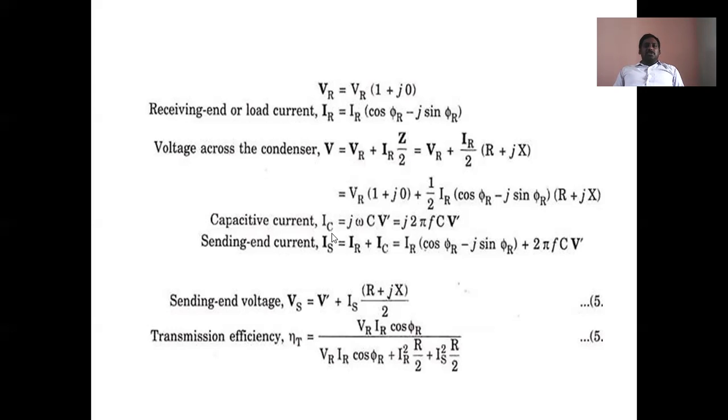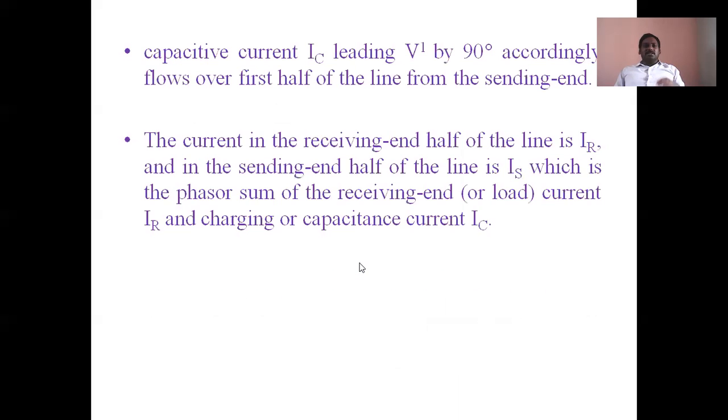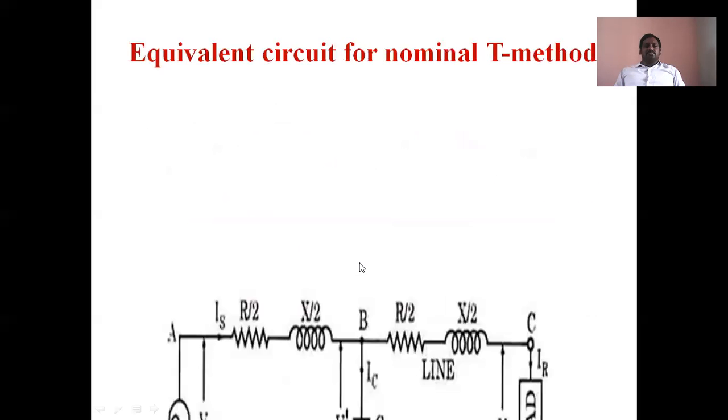Finally, capacitive current IC is equal to voltage across the capacitor divided by capacitive reactance. 1 by XC means it is Y, or otherwise J into omega C. So sending end current IS is equal to IR plus IC. Here IR is this and IC is this. Finally, sending end voltage Vs is equal to V dash plus Is into R plus Jx by 2.